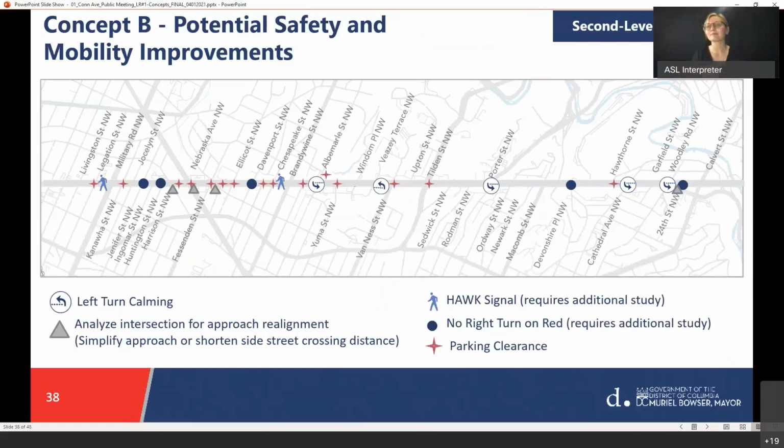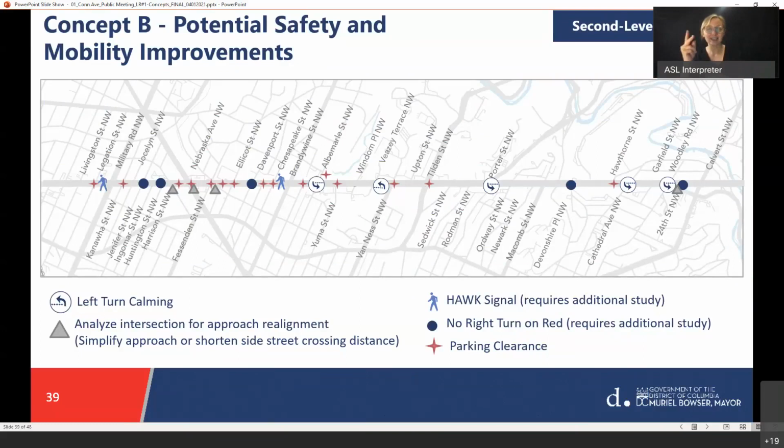So these are the safety and mobility improvements relating to concept B. Concept B does provide opportunities to install left turn calming treatments at certain intersections. We can include 25-foot parking clearance around crosswalks and intersections to allow sufficient sight distance for pedestrians and vehicles turning.